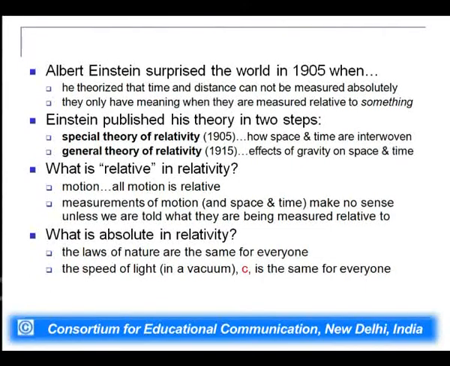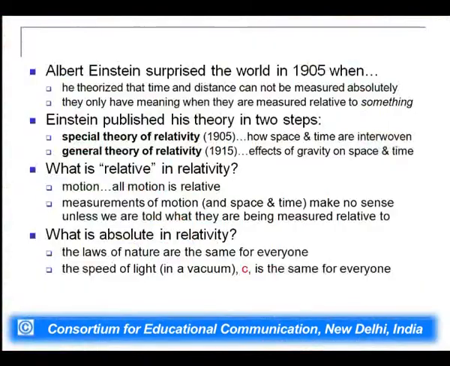Then what is the word relative in relativity? Relative means, as we said, that time and distance are not measured absolutely, they are measured relative to something. If we talk about motion, time and distance define the motion, and all motion is also relative to each other. Measurement of motion, meaning measurement of space and time, makes no sense unless we are told what it is being measured relative to.